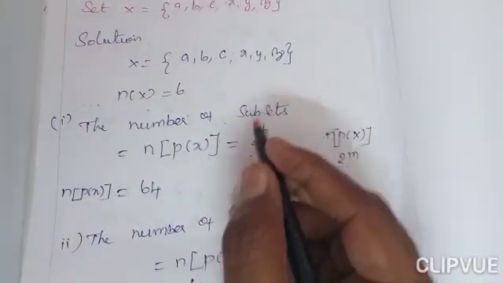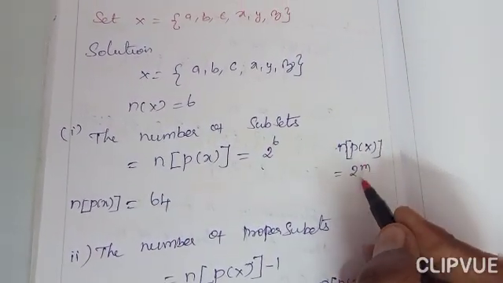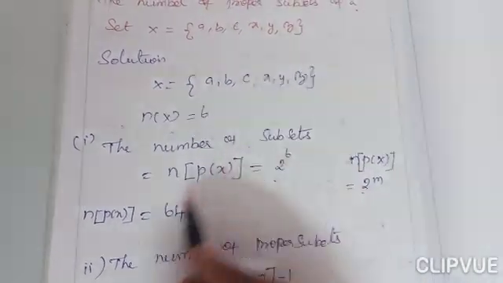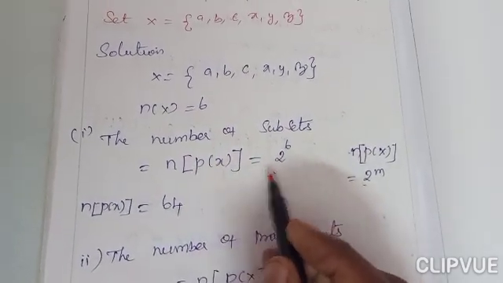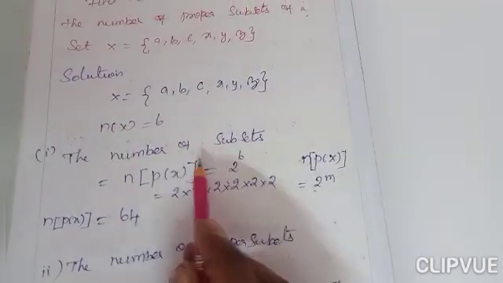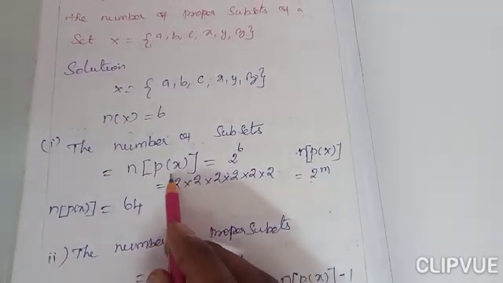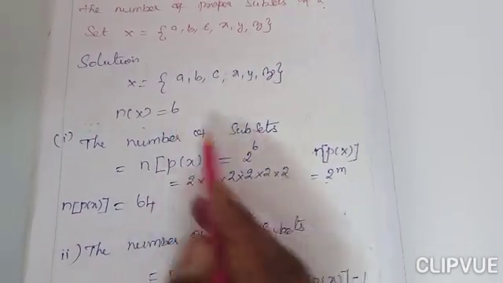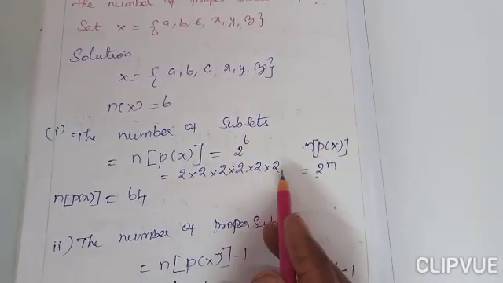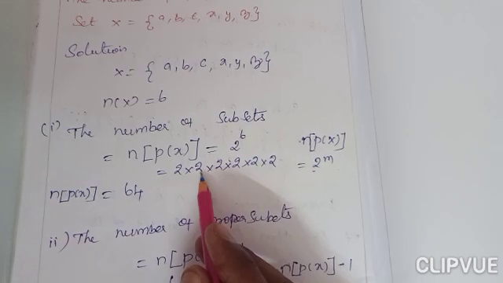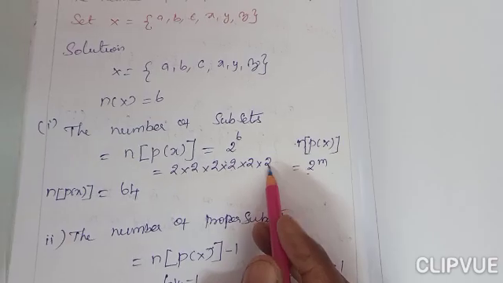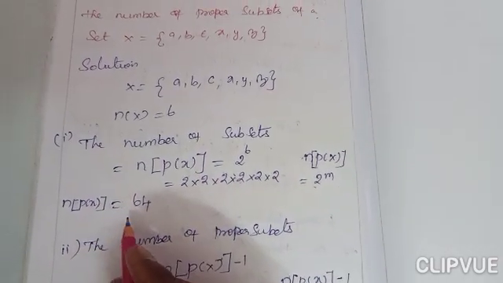The number of subsets formula I already noted: 2 to the power m. This m is referring to the number of elements in the given set. Look here, n(P(X)) equals 2 to the power 6. In the place of m we have the number 6, so we have to multiply 2 six times. 2 2s are 4, 4 2s are 8, 8 2s are 16, 16 2s are 32, 32 2s are 64. So the number of subsets in set X equals 64.